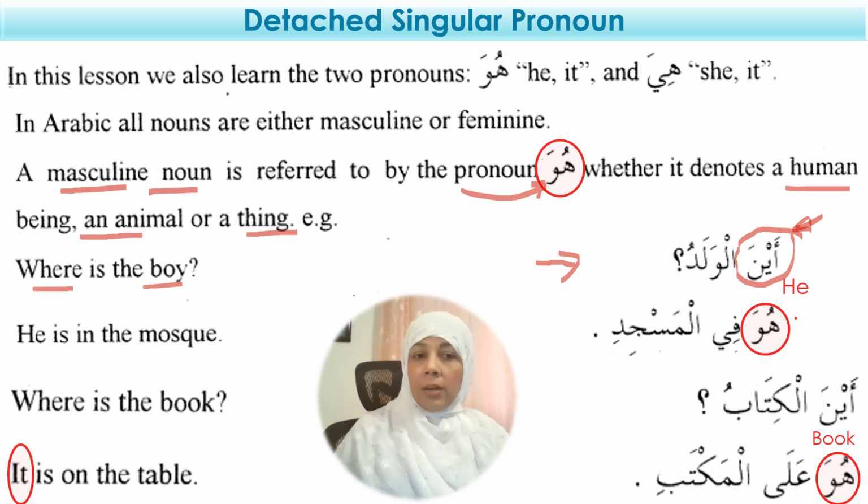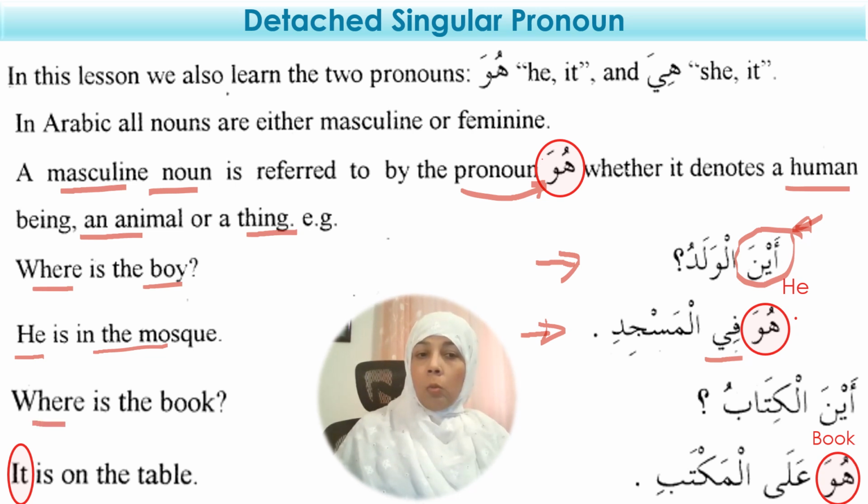So you answer, he is in the mosque. You say in Arabic, huwa fil masjidi. So, fi here means in, and it is a harf and a preposition, and we have a lesson for this in the future, inshallah. Huwa fil masjidi. He is in the mosque.